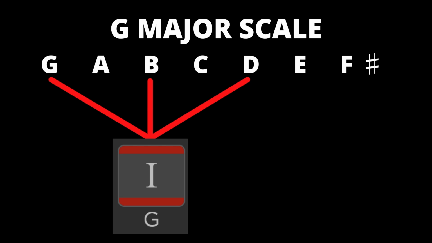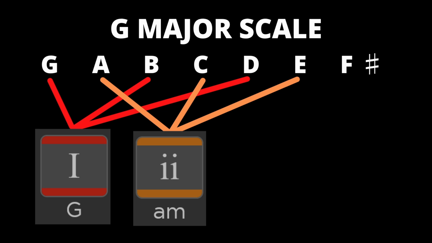If we start with the first note G, skip a note to B, and then skip a note to D, we have 3 notes: G, B, and D. These 3 notes create a G major chord. This is the first chord in the key of G major. We label it with an uppercase 1 Roman numeral.